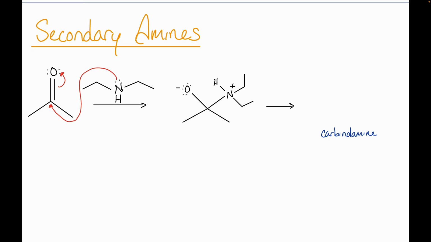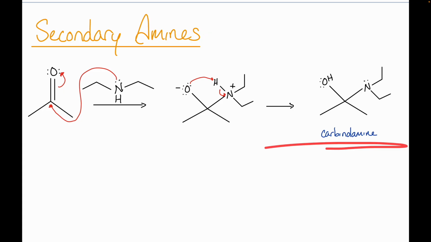We have our nucleophilic attack forming that neutral intermediate with a positive and a negative charge. We need to protonate our oxygen and deprotonate our nitrogen. We can do that all in one shot here, forming that carbonyl amine intermediate. Just like with primary amines though, we don't stop here.